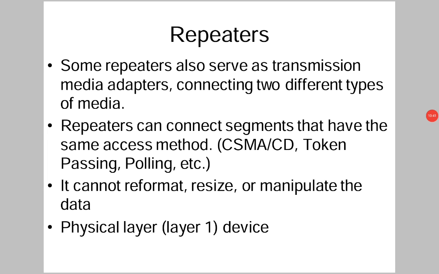Some repeaters also serve as transmission media adapters, connecting different types of media. Repeaters can connect segments that have the same access method, and they cannot reformat, resize or manipulate the data. It is a physical layer device. Generally repeaters work at layer 1, that is the physical layer of the OSI model.